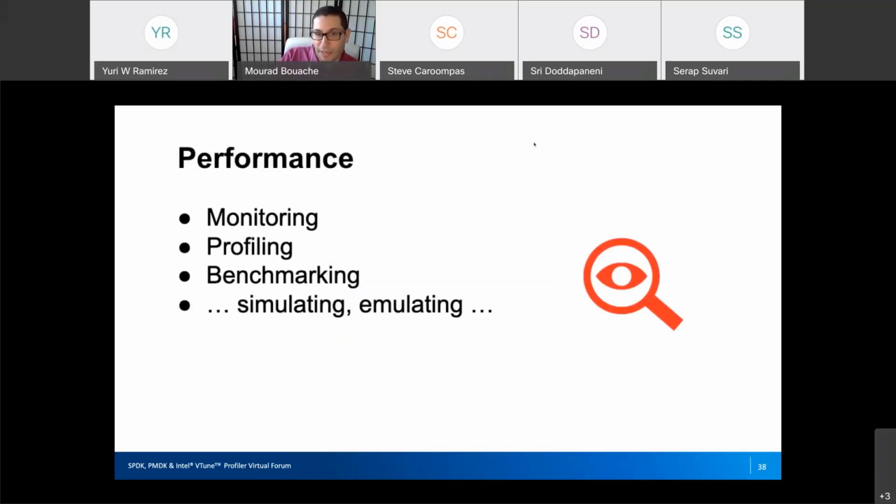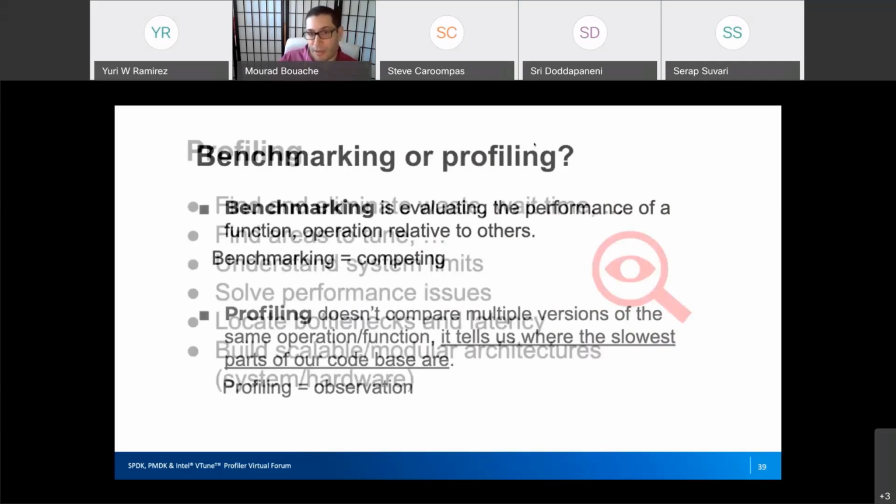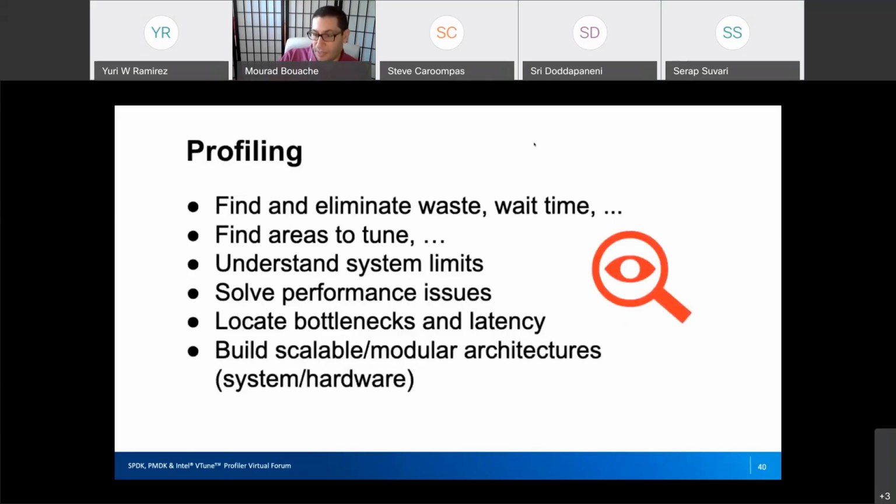Monitoring, profiling, and benchmarking. Just for a definition: keep in mind that benchmarking is mostly about evaluating and comparing, while profiling doesn't compare multiple versions of the same operation or function. It just tells us the slowest parts of the code. This is why VTune is a profiling tool, and not benchmarking, where we use workloads like SPEC 2017 to compare CPU performance, for example. So it's more about finding and eliminating waste and wait time, and finding areas to tune and extend the system limit. All these are the profiling actions that we can use.